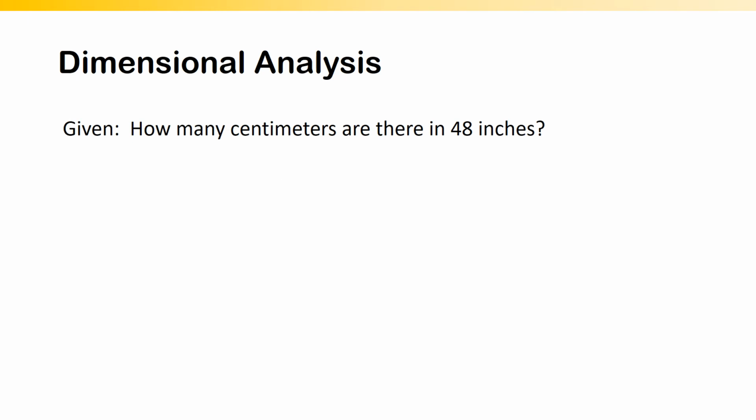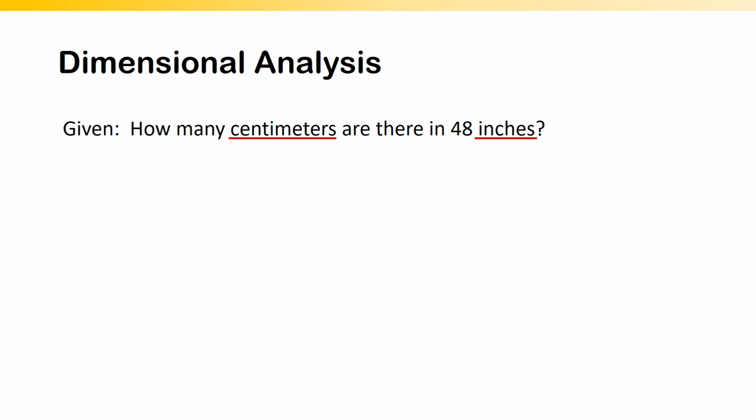So let's work an example. This problem asks, how many centimeters are there in 48 inches? Well, the first thing we need to do is figure out what units we're given, and then figure out what units we need to change our answer into. So we are given a value of 48 inches, so the units that we're given are inches. And the units we want to convert 48 inches into are the units of centimeters. So that's step number one.